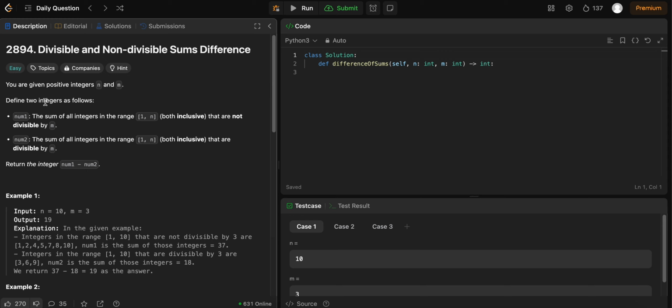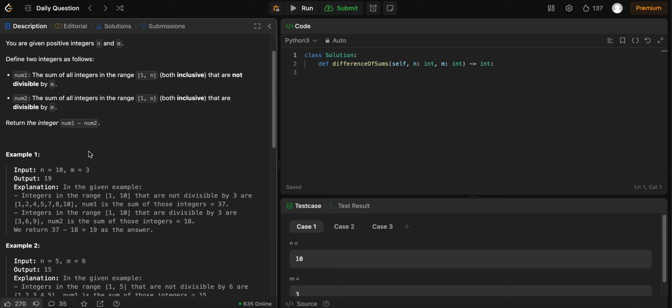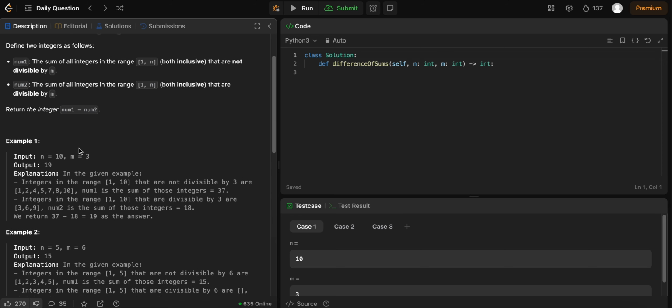So define two integers as follows. num1 is the sum of all integers in the range 1 to n, inclusive, that are not divisible by m, and num2 would be the sum of all integers in the range 1 to n that are divisible by m. And we want to return the integer num1 minus num2. Okay, that doesn't seem too hard.